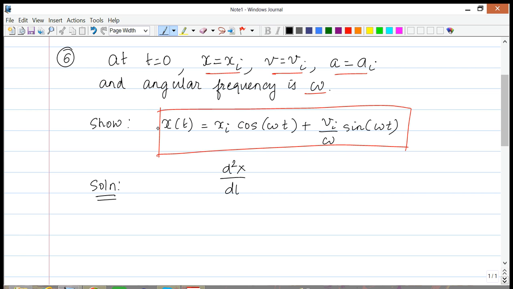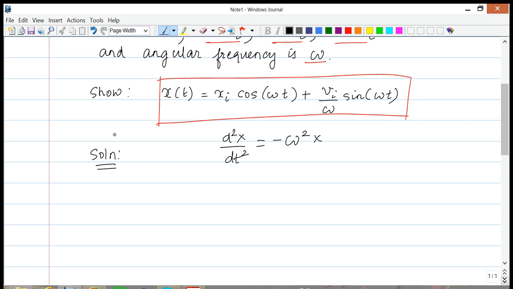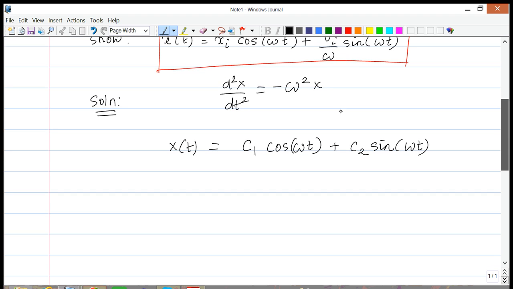a differential equation that looks like this, we already know that the general solution to this differential equation can be written in the form C1 cosine of omega t, where C1 is some constant, plus C2, another constant, times sine of omega t. Because you've been told that the angular frequency is omega, we know that this is what the equation looks like. So now it becomes a problem of simply finding C1 and C2 given the initial conditions.